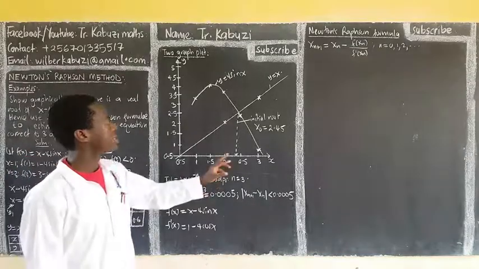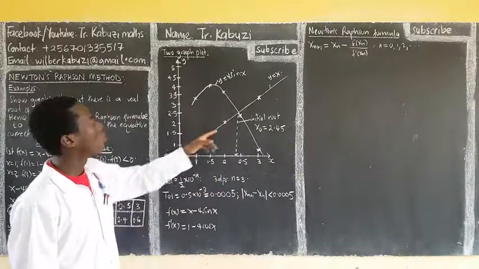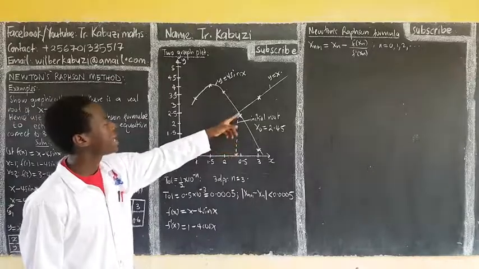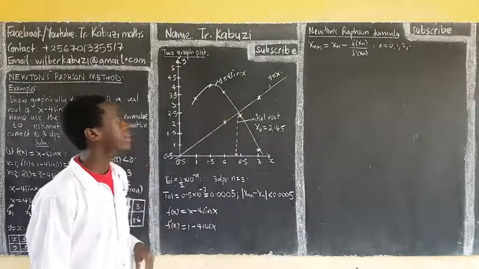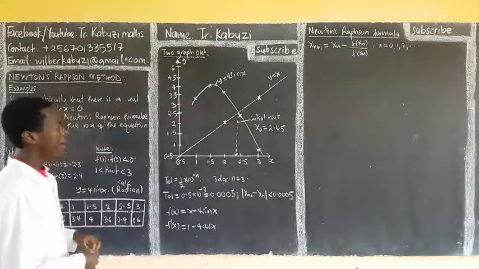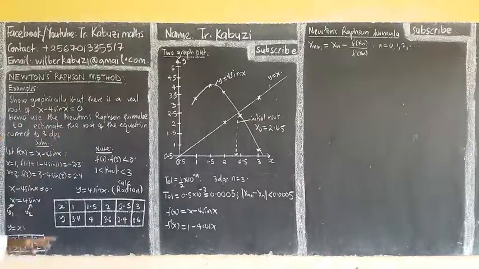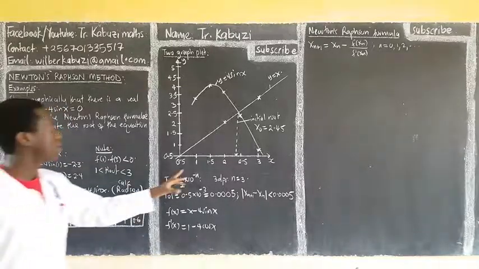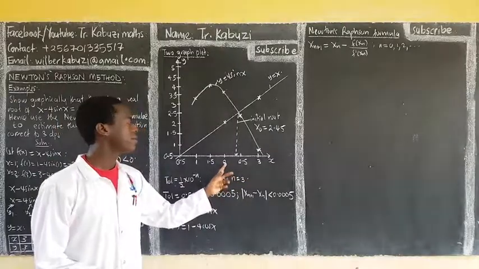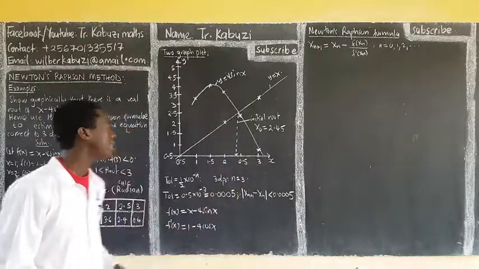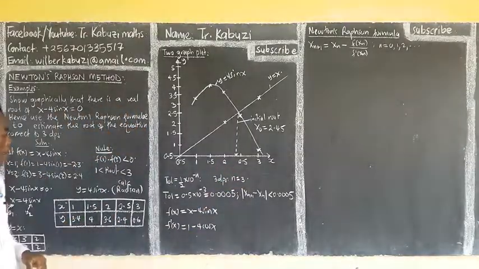So the root is where these two intersect. That's why I'm getting my root like that. After that, we said it's between 1 and 3, but the closest is between 2 and 3 anyway, as long as the concept is there.